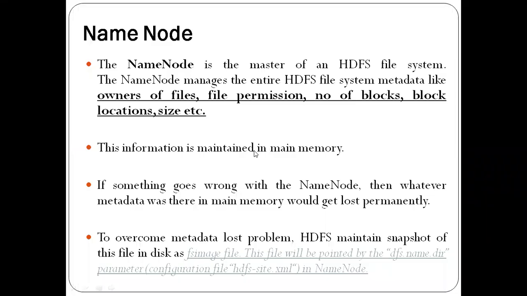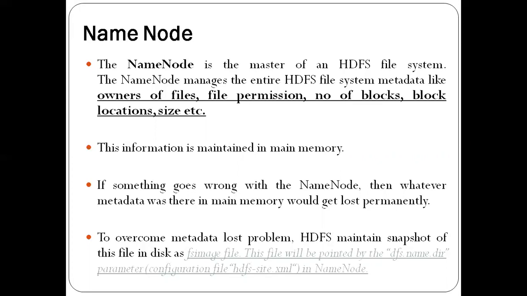The name node is the master of an HDFS file system. As we discussed, this name node is used to store the metadata informations of different files, like owner of the file, then read or write permission of the file, number of blocks, then block locations, then each block size. These informations are stored in the name node. This information is usually stored in the main memory. But if something goes wrong in the name node, then whatever metadata information stored in the main memory gets lost.